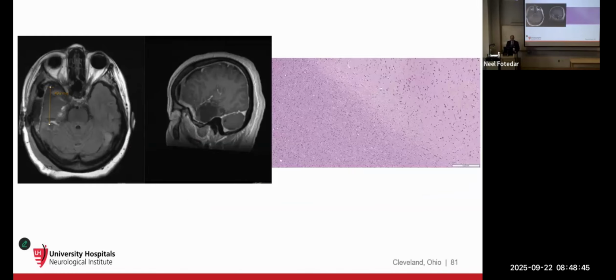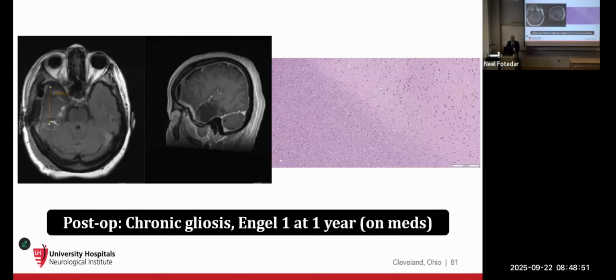So this patient actually underwent a standard anterior temporal lobectomy on the right side, and her pathology showed chronic gliosis. And as far as I know, she's still Engel 1 at 1 year. I think she's on meds. She's in Kuwait. She has to come back for an evaluation. But this is the best I know. So she's doing well, considering how frequent her seizures were.